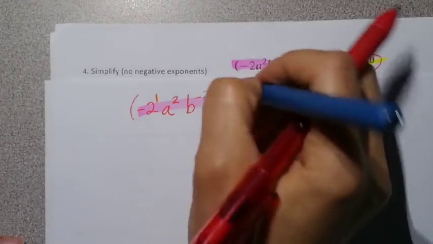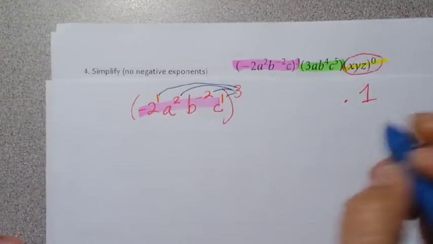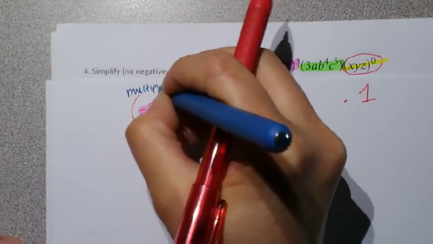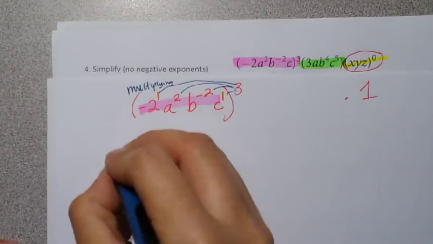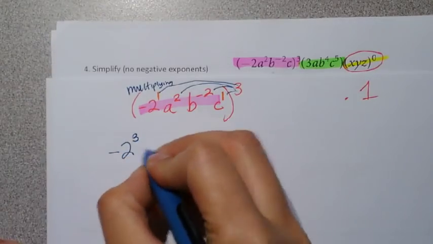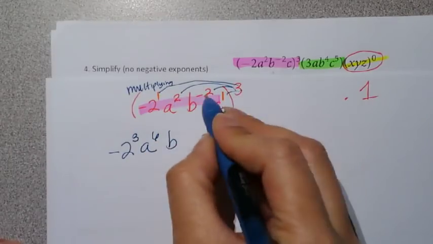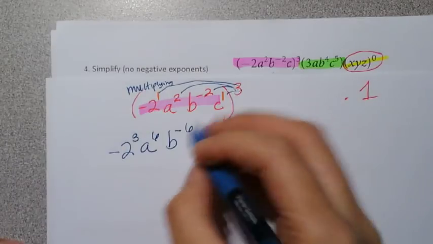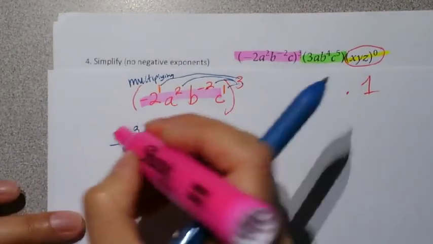Okay, then after I'm going to draw my lines to each power so I don't forget that I'm multiplying. Okay, and then I'll rewrite. So now I'll have negative 2 to the 3rd power. 3 times 2 is 6. 3 times negative 2 is negative 6. 3 times 1 is 3. Okay, so that's the pink part.